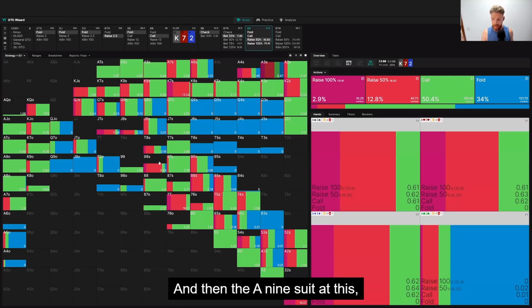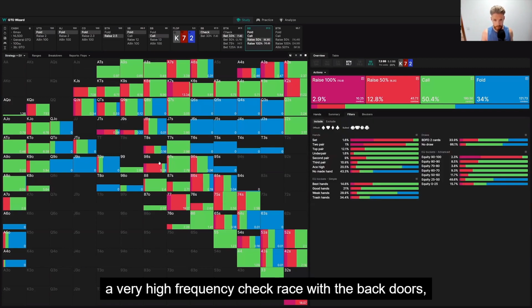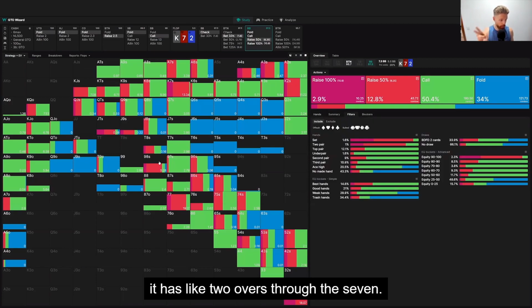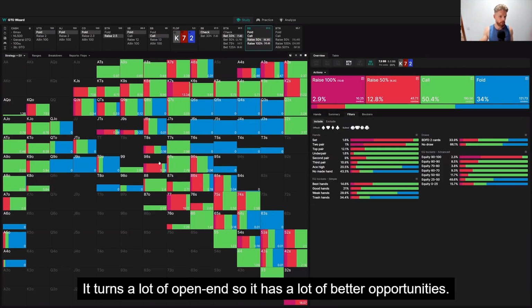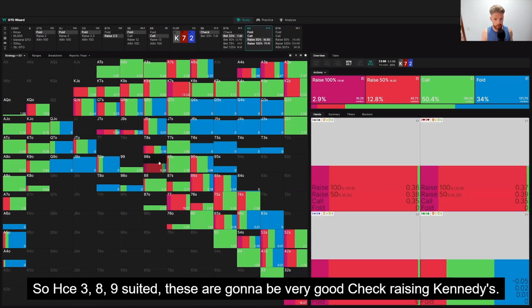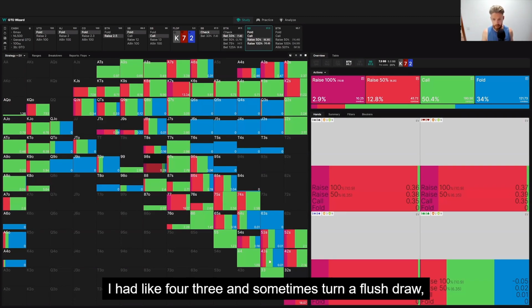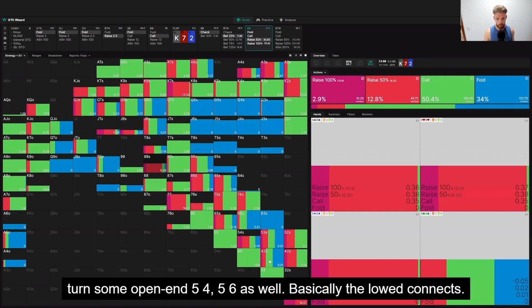And then the 8-9 suited is a very high frequency check raise with the backdoors. It has like 2 overs to the 7. It turns a lot of open-enders, so it has a lot of barrel opportunities. So ace-3 and 8-9 suited are going to be very good check raising candidates. And then some bottom pairs. Same you could say for a hand like 4-3, which can sometimes turn a flush draw, turn some open-enders. 5-4, 5-6 as well. Basically in the low end it connects.